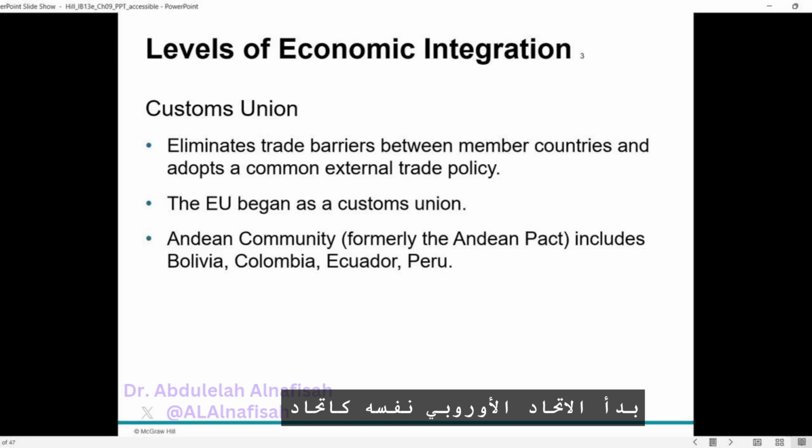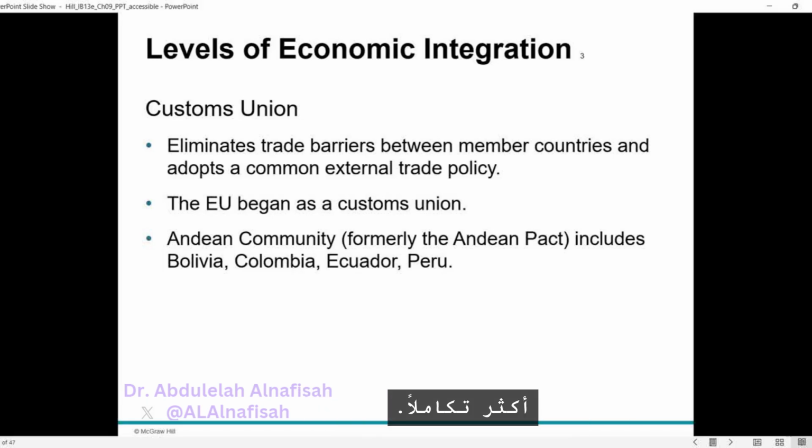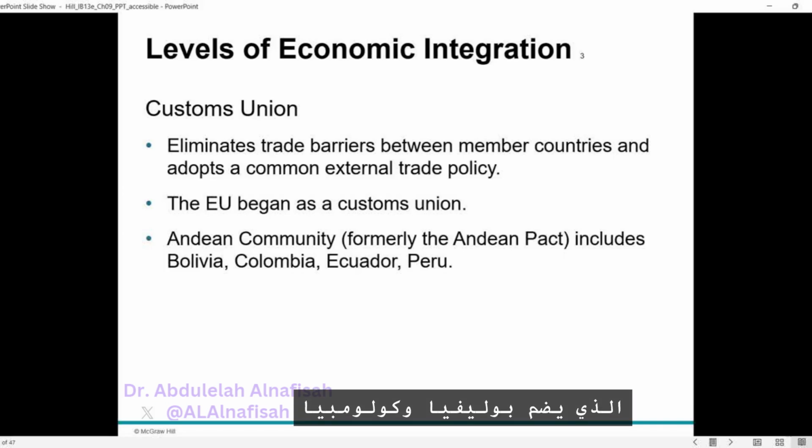The EU itself began as a customs union and has since evolved into a more integrated economic and political entity. An example of a current customs union is the Andean Community, which includes Bolivia, Colombia, Ecuador, and Peru. This union enables free trade between its members and applies a common external tariff ranging from 5% to 20% on imports from non-member countries.